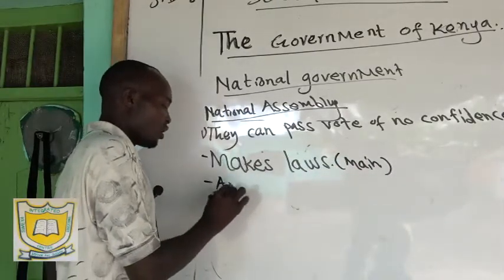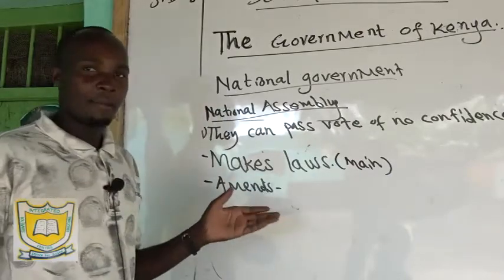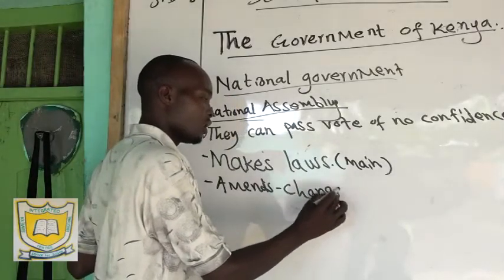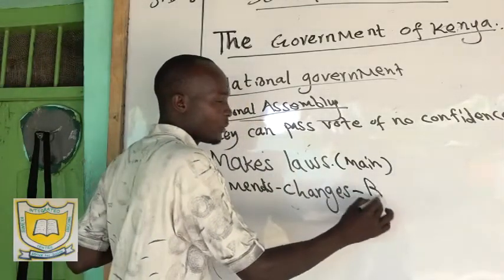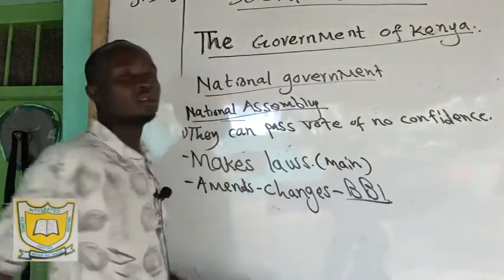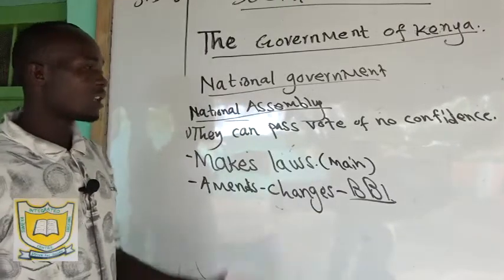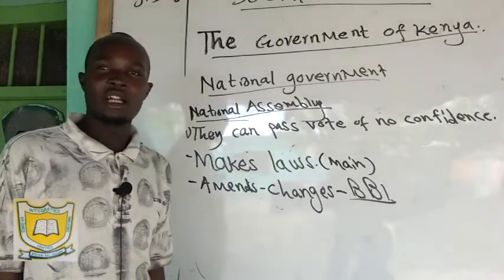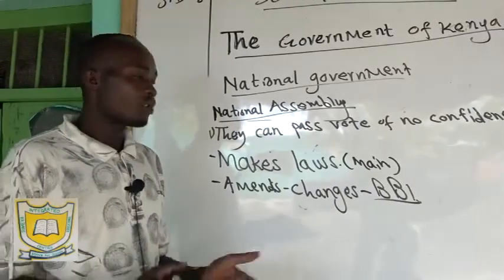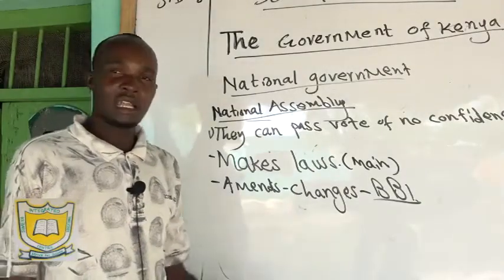Then amends law. Amend is to change the law. Like you have heard of something like the BBI. We have heard of the BBI, like Honorable Uhuru Kenyatta and Honorable Raila Amolo Odinga. They are campaigning about the BBI. They wanted an amendment in the constitution to be carried out.